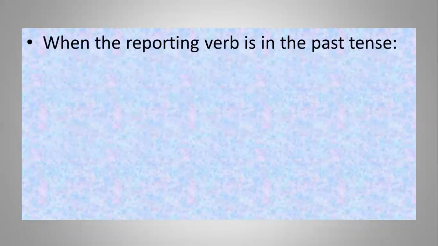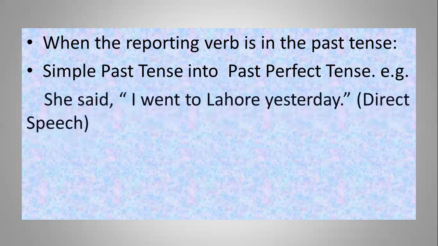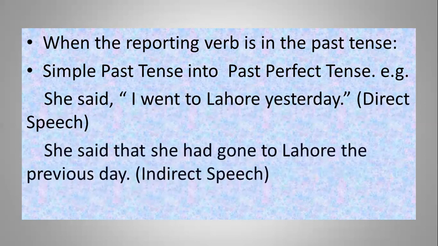When the reporting verb is in the past tense, simple past tense changes into past perfect tense. For example, she said, "I went to Lahore yesterday." She said that she had gone to Lahore the previous day. "Yesterday" has been changed into "the previous day," and you can see that the tense "went" has been changed into "had gone."